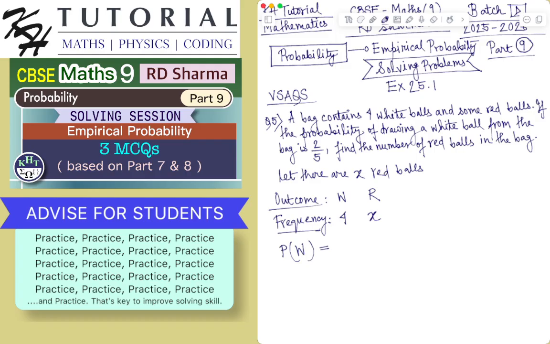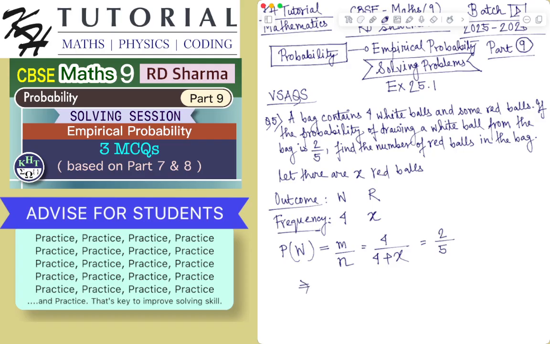So it will be based on the empirical formula, which is small m by n, where n in this case is the number of balls in the bag and small m is the number of white balls in the bag. So this is equal to, m is given to be 4, and what will be small n? There are 4 white balls and we have considered x to be the number of red balls. So the total number of balls in the bag is 4 plus x. This is given to be 2 by 5. So clearly we see we get a linear equation in x, and we can easily solve for x.